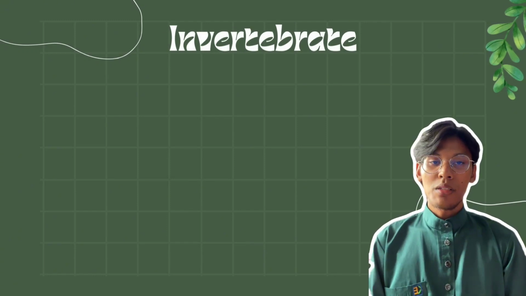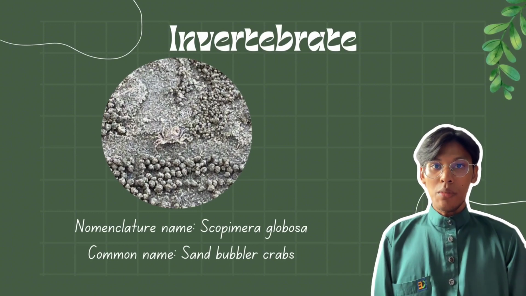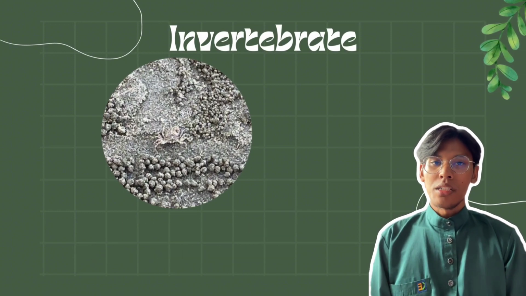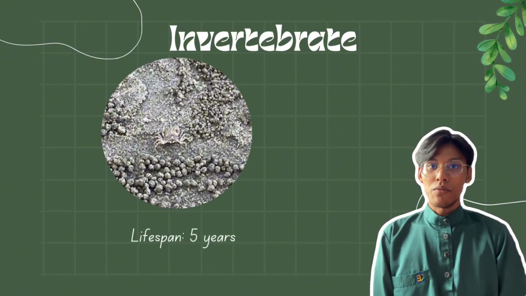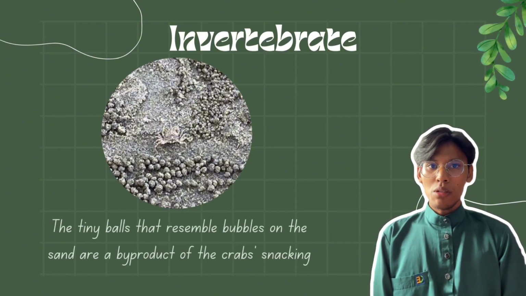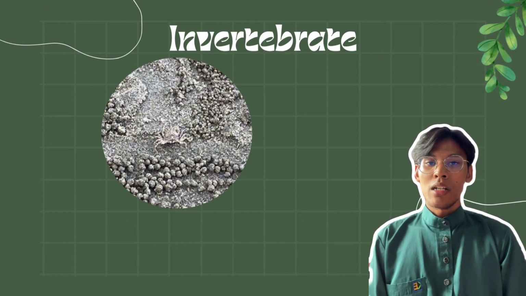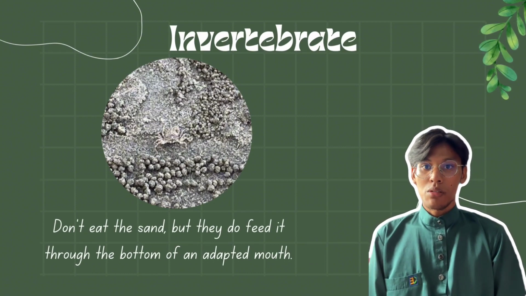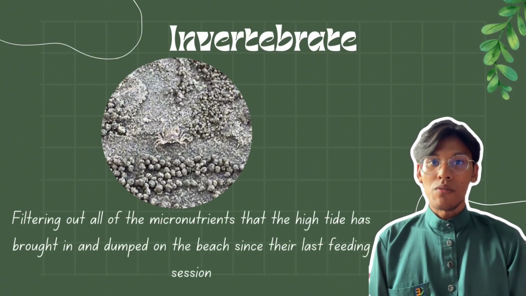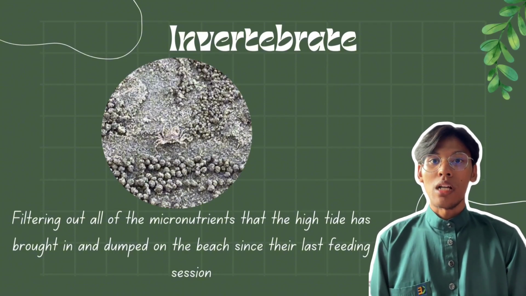The species of invertebrate animal that we found is the sand bubbler crab, or by its scientific name Scopimera globosa. They mainly eat plankton and their lifespan can reach a maximum of 5 years. Basically, the tiny balls that resemble bubbles on the sand are a byproduct of the crab's snacking. They don't eat the sand, but they do feed it through the bottom of an adapted mouth of sorts, filtering out all of the micronutrients that the high tide has brought in and dumped on the beach since their last feeding session.